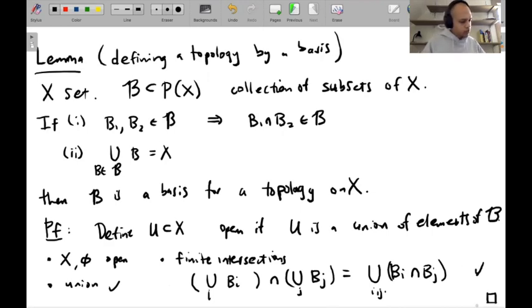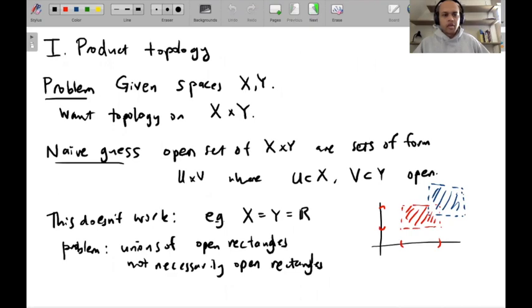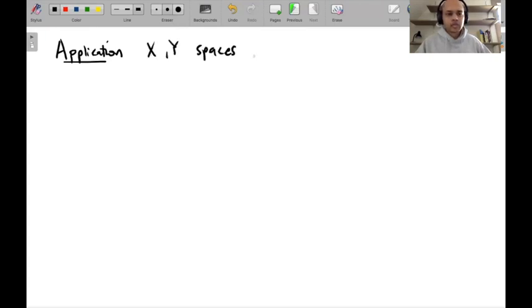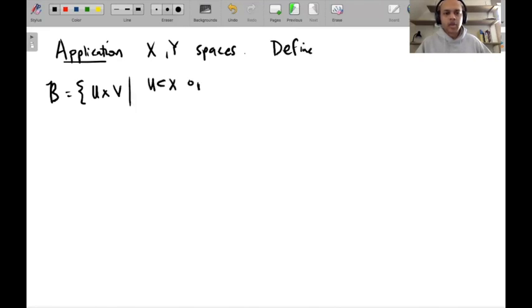Okay, so good. So now as an application, we can define a topology on the product of two spaces as follows. So let's take X and Y spaces and define B as the collection of subsets of the form U times V, where U in X is open and V in Y is open.